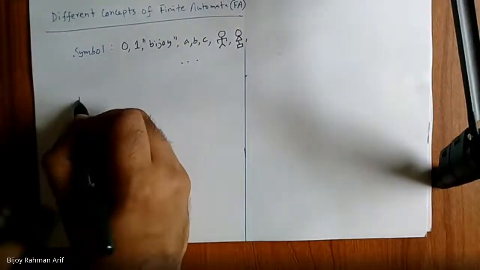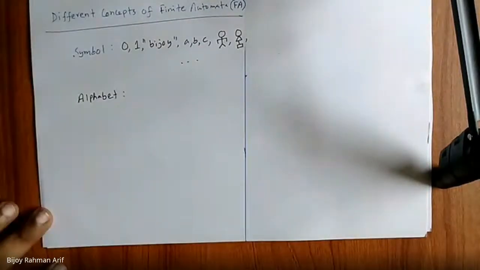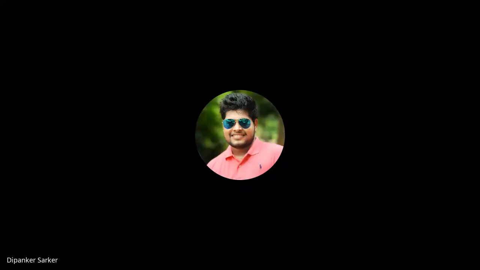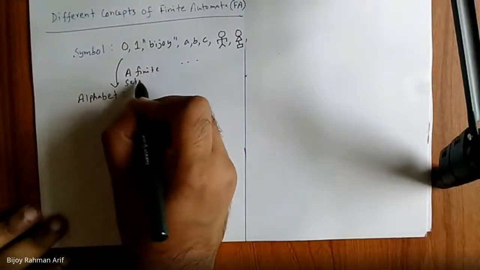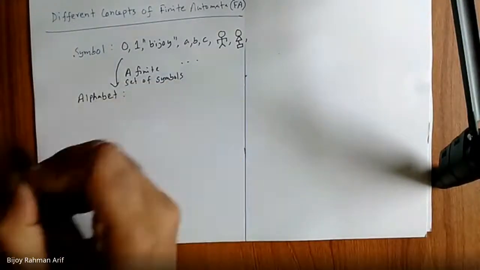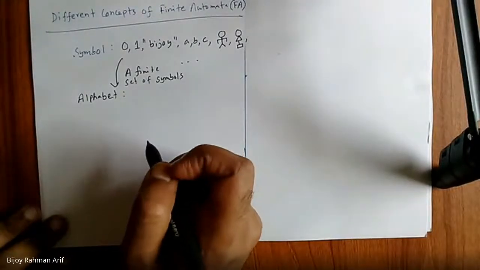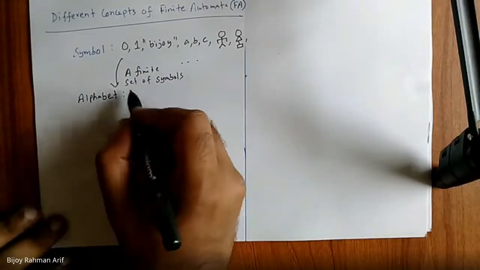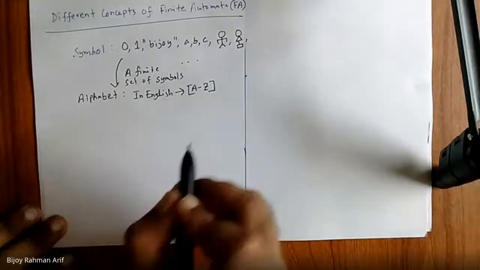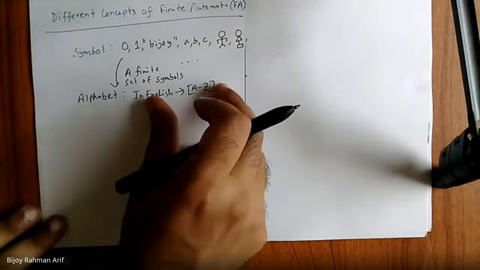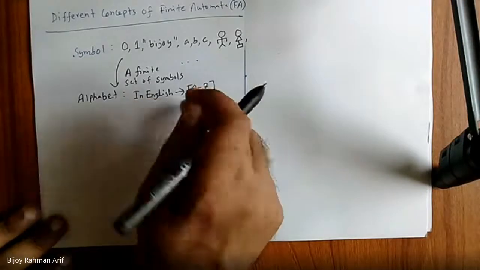Now, our second concept is called alphabet. Do you know what is alphabet? Can you give me an example? A finite set of symbols is called an alphabet. For example, in English, what is the alphabet? A, B, C, D, A to Z. Can we have any other symbols than A to Z in the English alphabet?